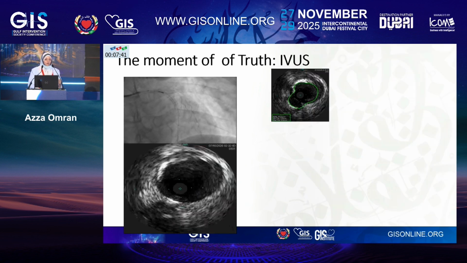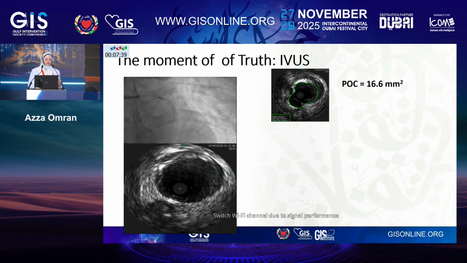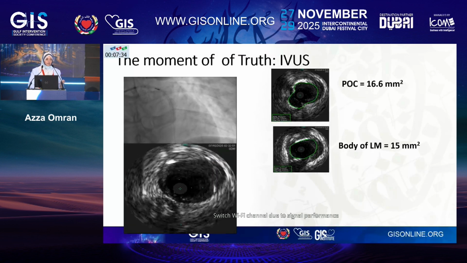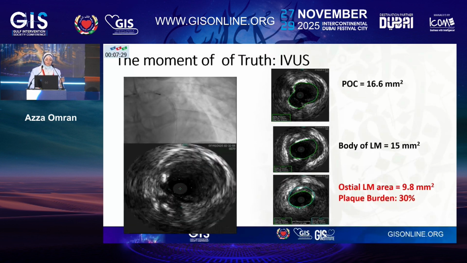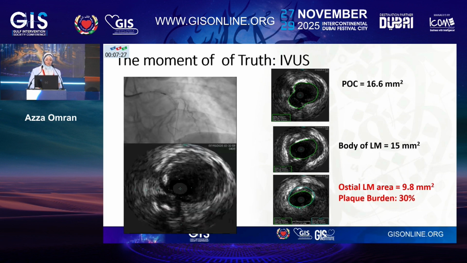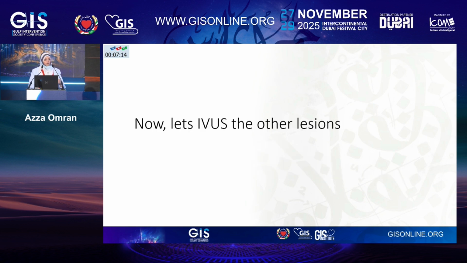The polygon of confluence has an area of 16.6. The body of the left main has a capacious area of 15 millimeters squared, and the ostial left main has an area of 9.8 millimeters squared with a plaque burden of 30%. So our IVUS deferred the surgical option and left us with 2 lesions. So we decided to IVUS the ramus intermediate first, as we thought it was most likely the culprit.